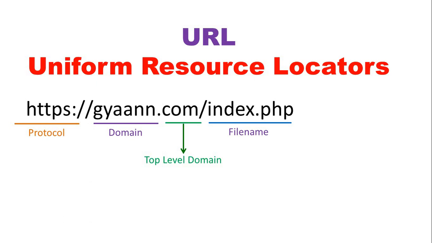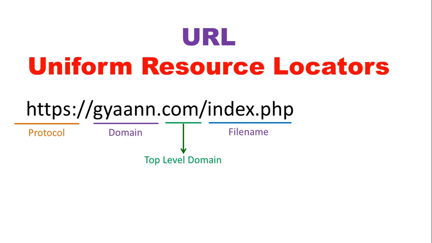And .com, what is .com? That is the top level domain. So .com, .in, .org, those are the top level domains. Under the top level domain we have our unique domain name, right? And now /index.php, what is that? That is the file name. That file name we are going to access.